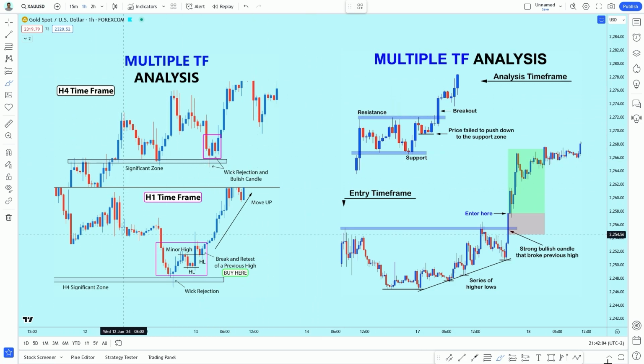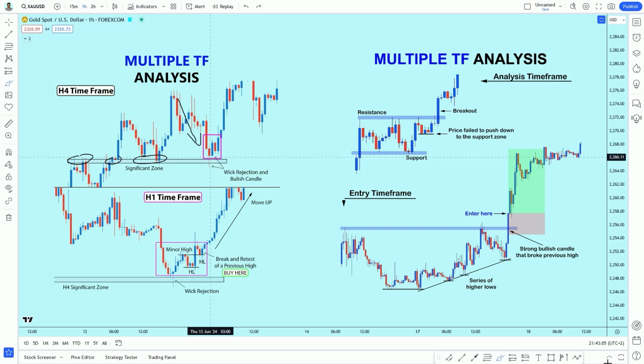As we can see on this analysis here, we have the 1 hour time frame and the 4 hour time frame. On our higher time frame, which is 4 hour, we can see a significant zone. That means that this zone acted as a resistance here, then price broke it, and then this zone acted as a support. But then again, we got this bearish move, and price tested this significant zone again. We can see this bullish wick rejection here, followed by this massive bullish candlestick.